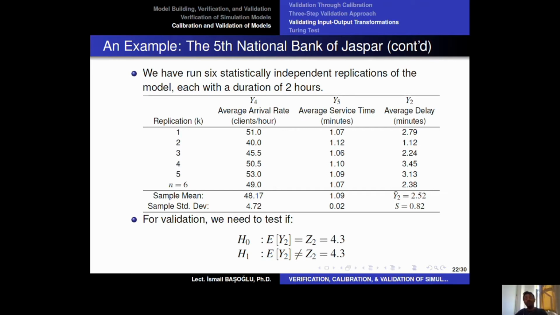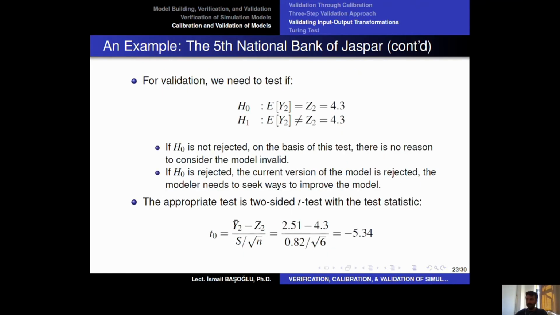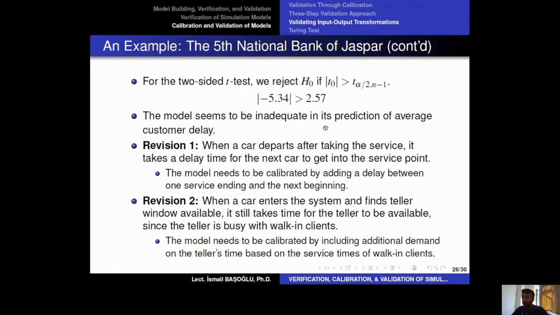Maybe there is a wrong assumption about the structure of the original system. Maybe we have not correctly assumed the original system as in the model. So the model seems to be inadequate. It is not sufficient for its prediction of the average customer delay. So it is not valid.